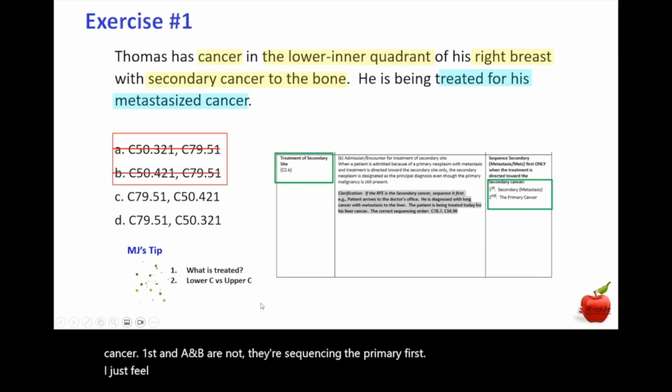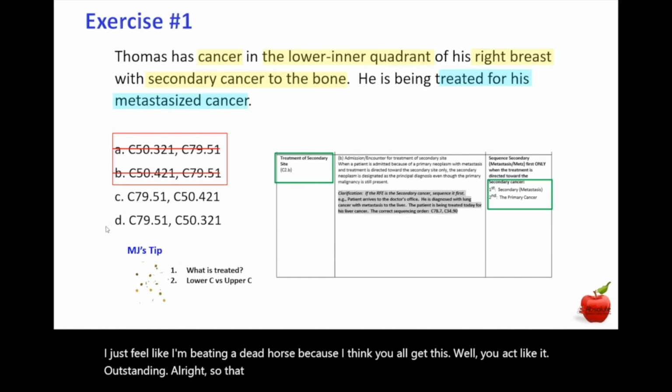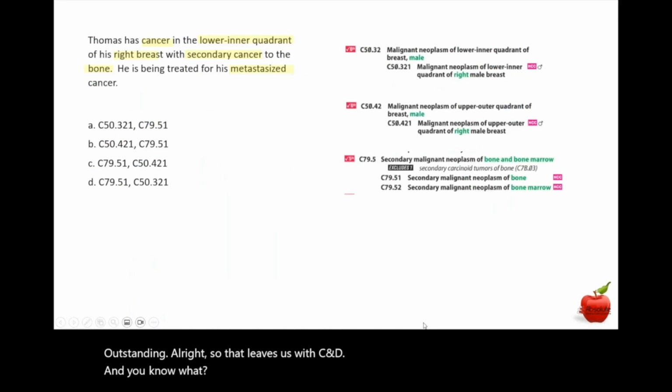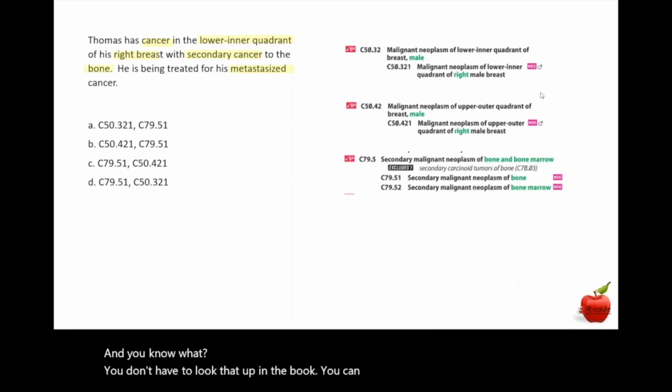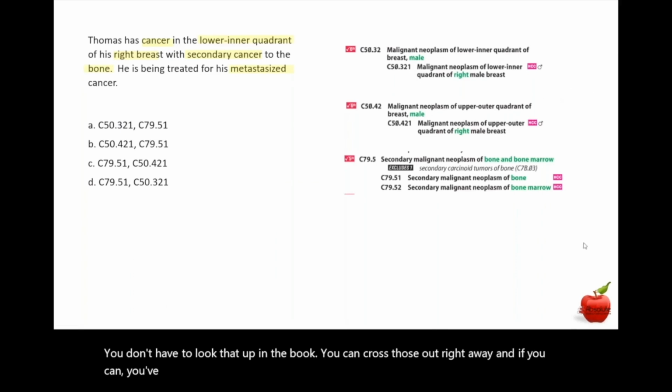I just feel like I'm beating a dead horse because I think you all get this. Well, you act like it. Outstanding. All right, so that leaves us with C and D. And you know what? You don't have to look that up in the book. You can cross those out right away. And if you can, you've just saved time on your exam.